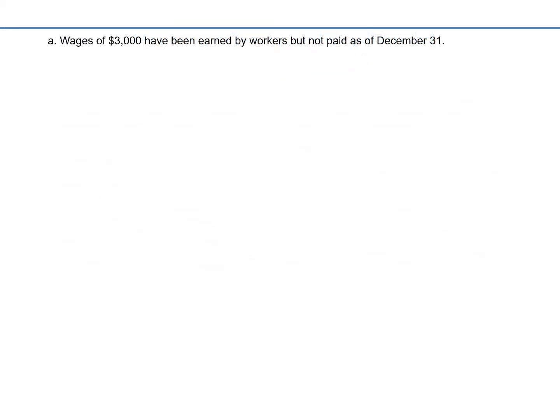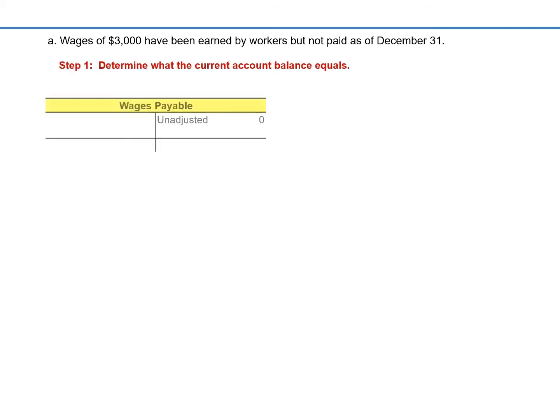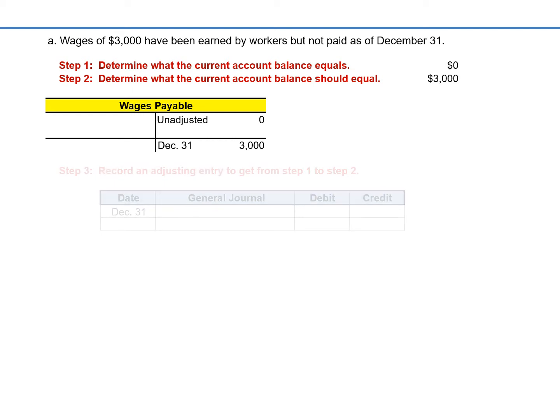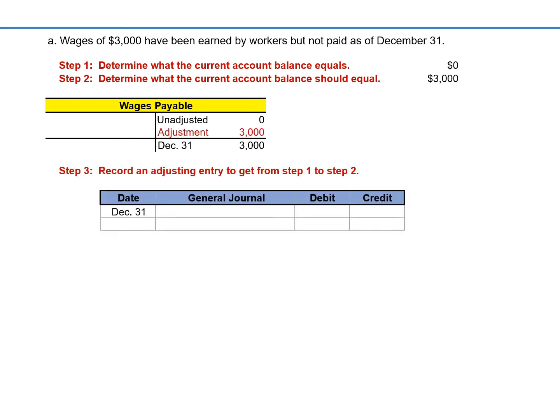All right, so letter A, wages of $3,000 have been earned but not paid. Our balance is 0 in wages payable. It should be 3,000. You increase liabilities with credits, so we have a credit to wages payable. We have a debit to wage expense.